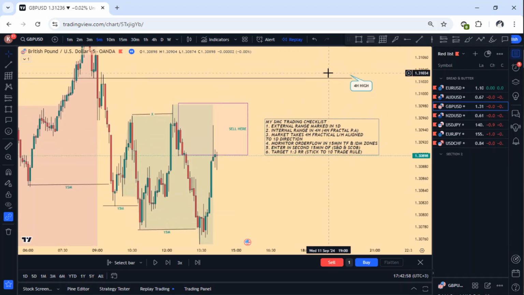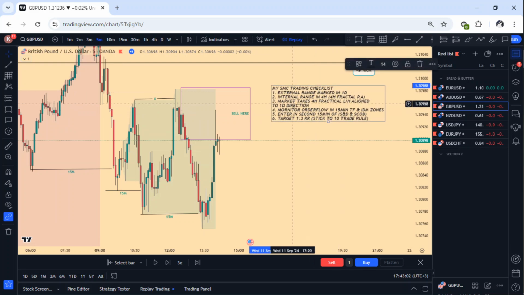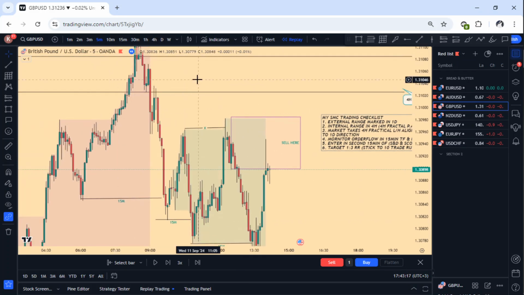So this is low risk, but everything is playing out. Monitor market takes 4 hours fractal low or high that aligns to 1 day time frame. You can see it took it here. Here is where it probably kissed the low of the 4 hours that took this liquidity.